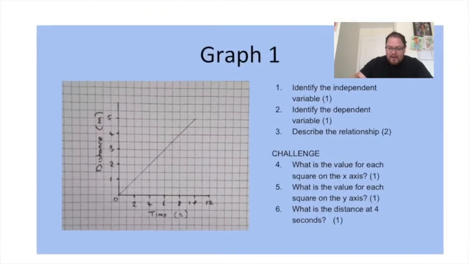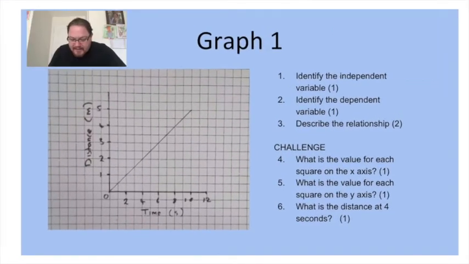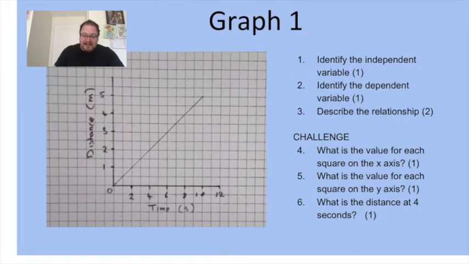So graph 1. Identify the independent variable for a mark. So where's the independent variable? It is on the bottom. So it's going to be time. And I'm also going to put seconds because I'm used to writing the units. It's going to get me marks. Identify the dependent variable. Where do I find the dependent variable? On the side. So it's going to be the distance. Distance. What's that measuring? Meters.